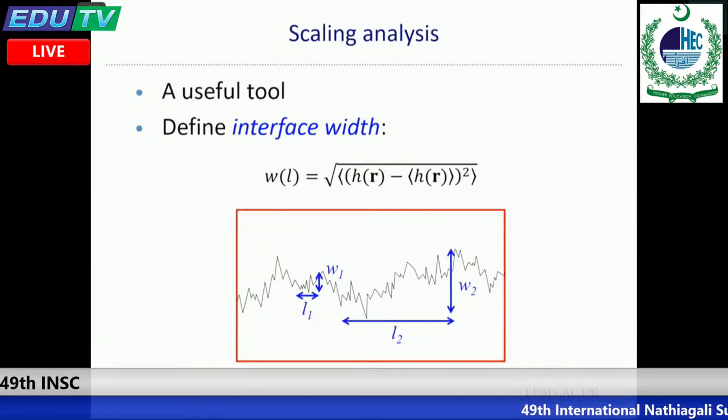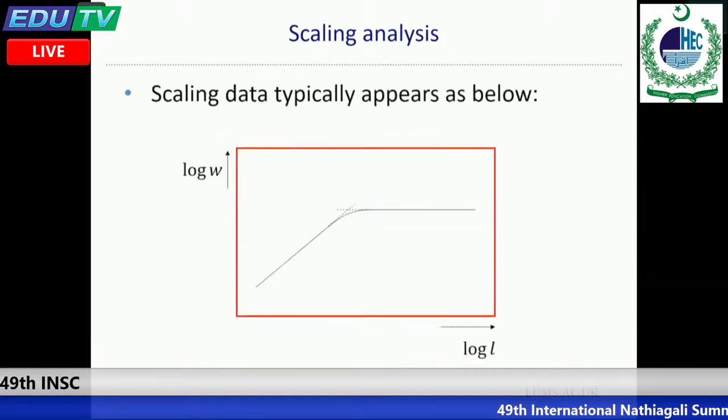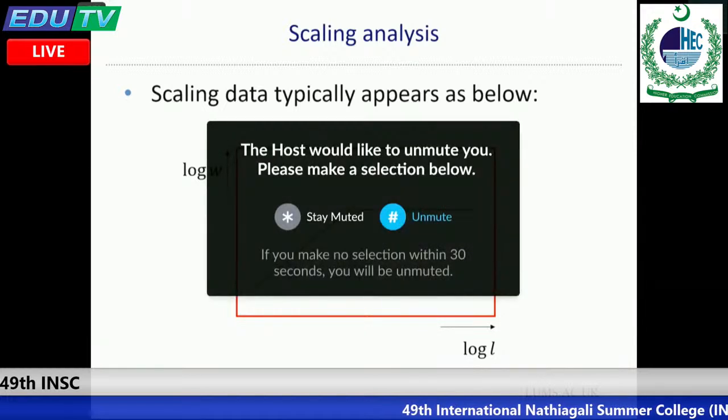the length scale. Now, very often, what the data will look like is something like this. And you can see that for small length scales, the interface width is small, and it increases as you increase the length scale. It doesn't increase indefinitely, because if it did, pretty obviously the roughness would gradually get bigger than the universe. And we know that is not a reasonable thing to assume. So at some point, the roughness saturates.